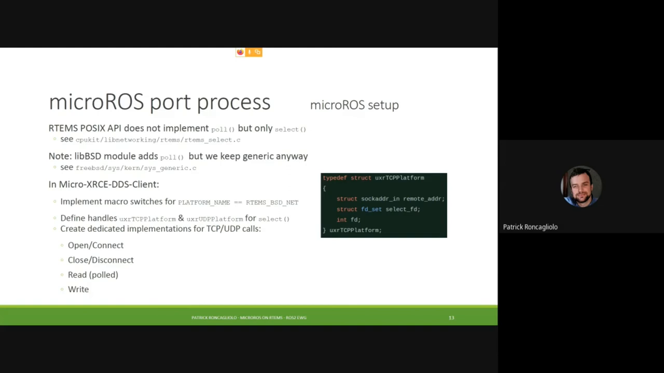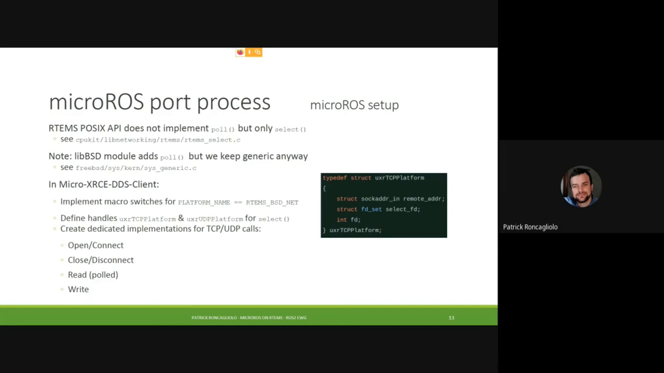So, what was the problem with RTEMS mixed with micro-ROS is that by default, RTEMS does not have support for the poll call, which is used in read operations, but only for select. Okay, you have to notice that now in libbsd, in the libbsd port for RTEMS, also the poll call is included. But I can tell you there are some custom BSPs, so not mainlined, where there is no such support, and so I still have to rely on the select call.